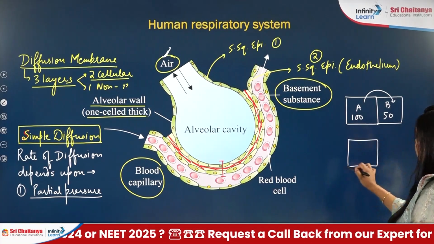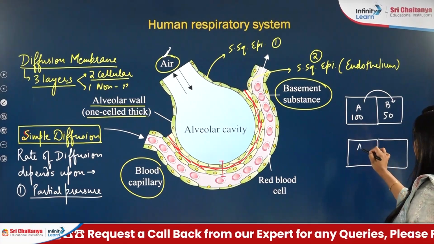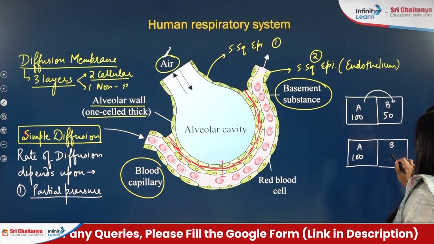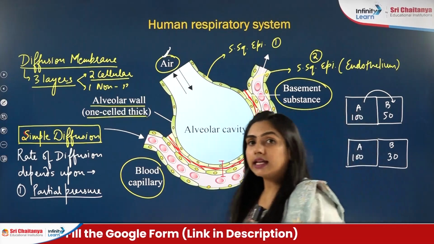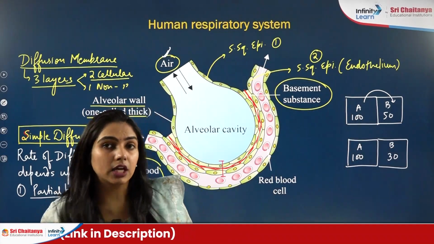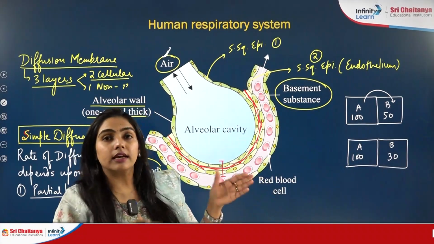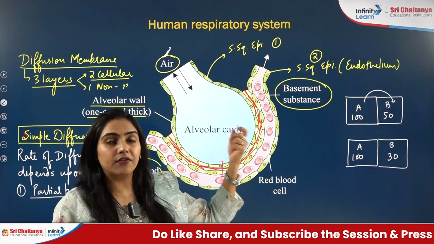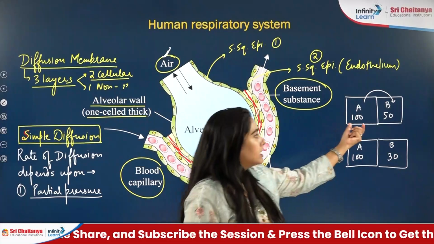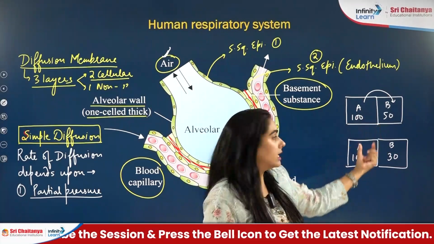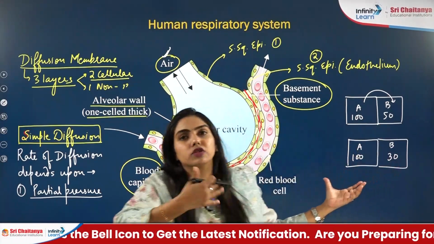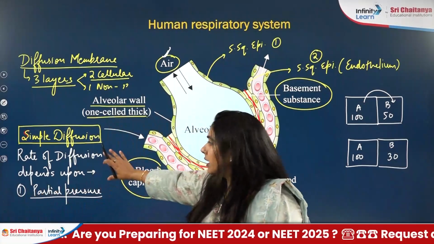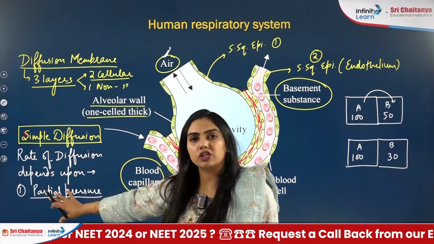But in another case, at site A it is again 100 and at site B let us suppose it is 30. So in the second case the difference is 70. So in which case will the diffusion rate be faster? In the second case. Difference will matter. If the difference is less, the rate of diffusion will be less. If the difference is more, the rate of diffusion will be more. Are you understanding the partial pressure? How the rate of diffusion depends upon the partial pressure?